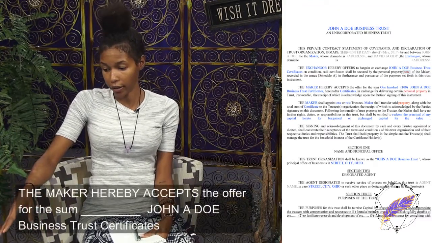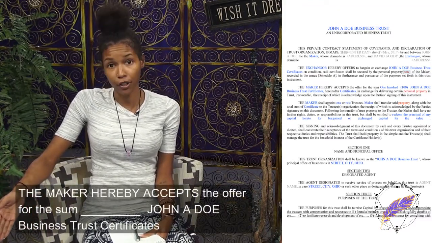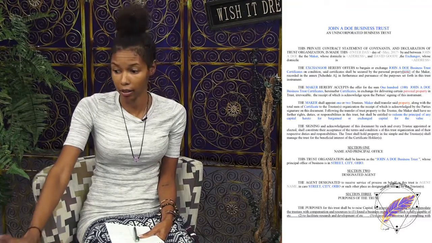Okay, then we have the maker who accepts the offer in the sum of, we have here listed, 100, and these are shares. Okay, so each company or each trust has shares. I personally wouldn't recommend selling any of these shares, but this is here for you. So this is the equity in your company that you can utilize later. These are shares that you can utilize at a later time if you want to.